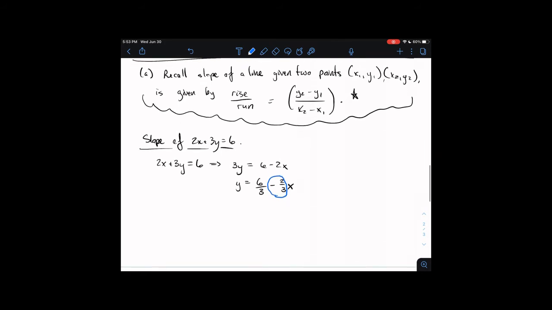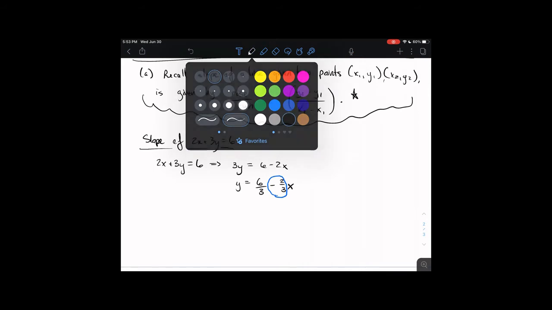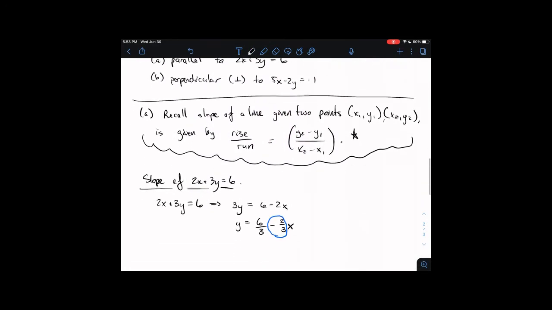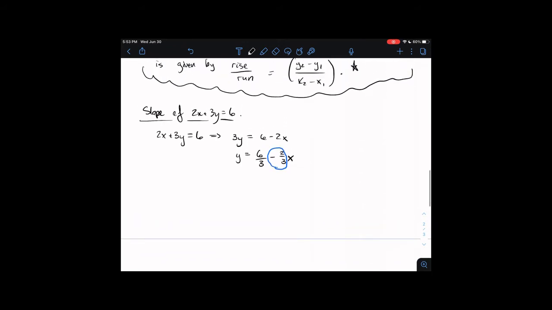All right, great. So we have the slope. Now you'll see what we do here. So we have these 2 points, (4, -1) and (K, 2). So I'll write this up here.